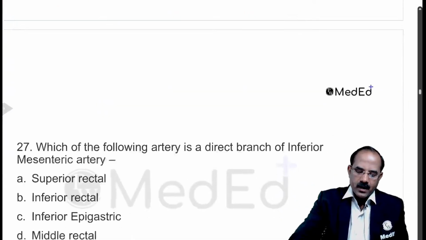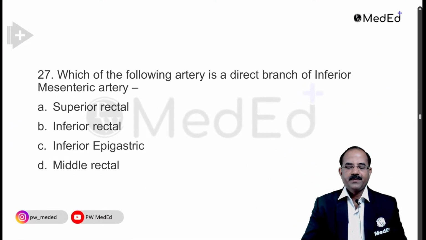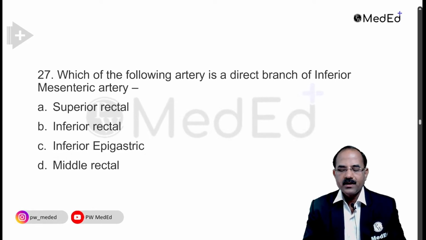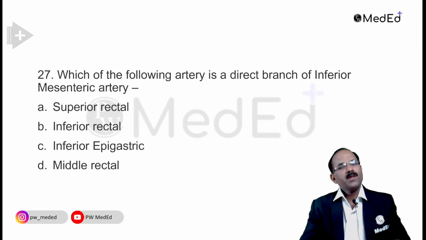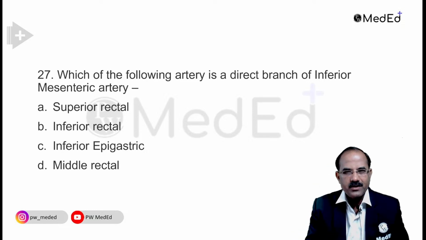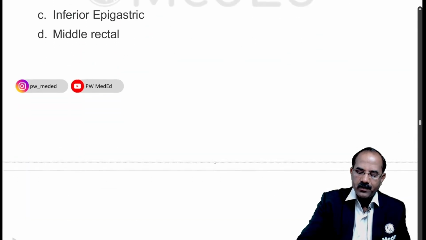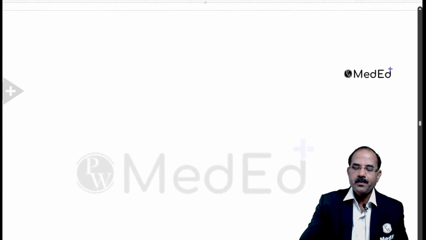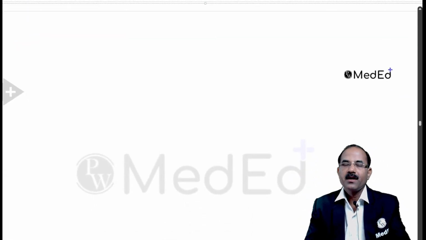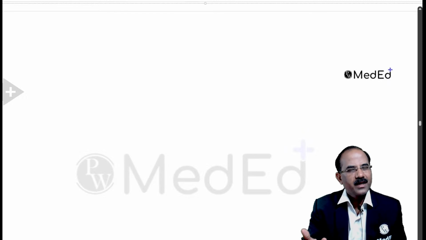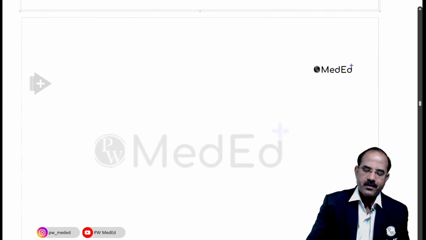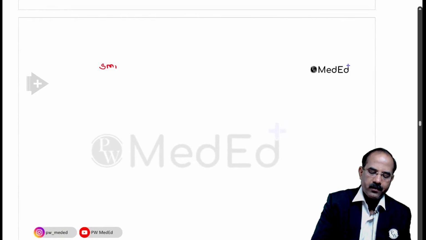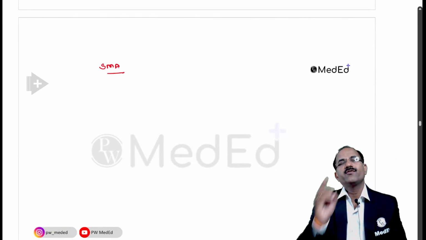Okay. We go to the next MCQ, students. Which of the following artery is a direct branch of inferior mesenteric artery? So what are the branches of superior and inferior mesenteric artery? What does the superior mesenteric artery supply? The midgut. And the inferior mesenteric artery supplies the hindgut. Let us understand the branches of superior mesenteric artery. This one, the first branch.